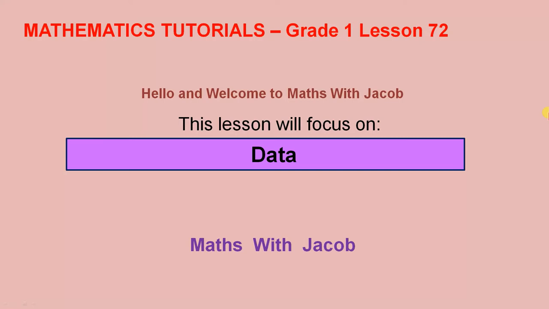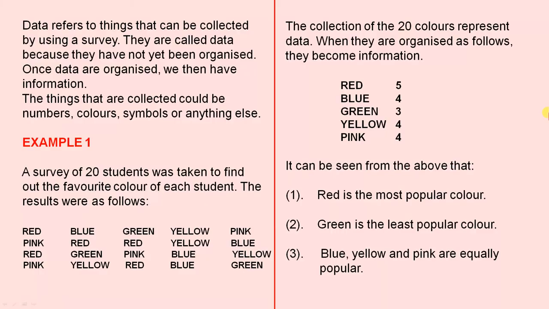This lesson will focus on data, or data. Some people call it data, others call it data. Data refers to things that can be collected by using a survey. They are called data because they have not yet been organised. Once data are organised, we then have information. The things that are collected could be numbers, colours, symbols or anything else.